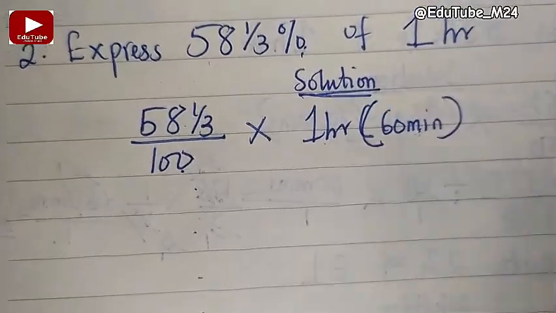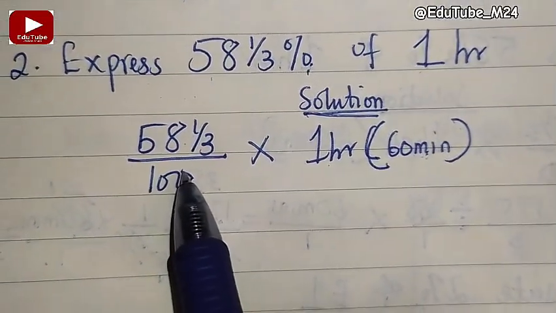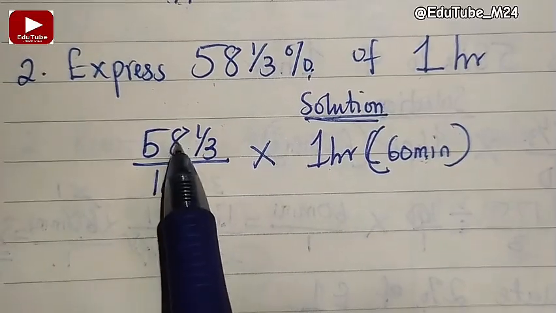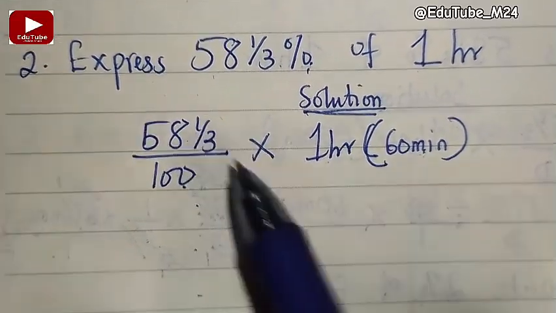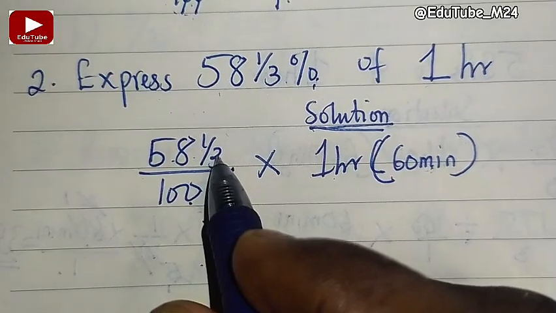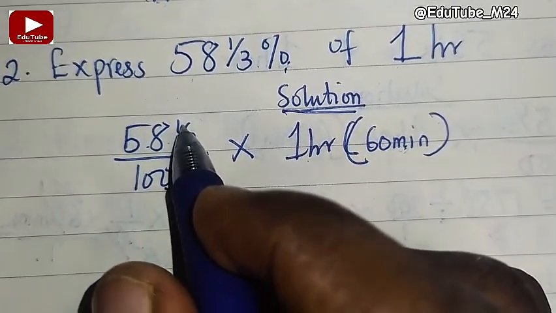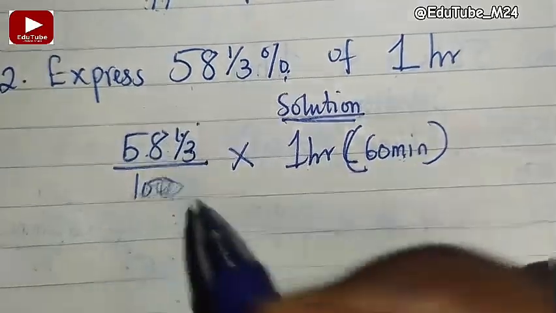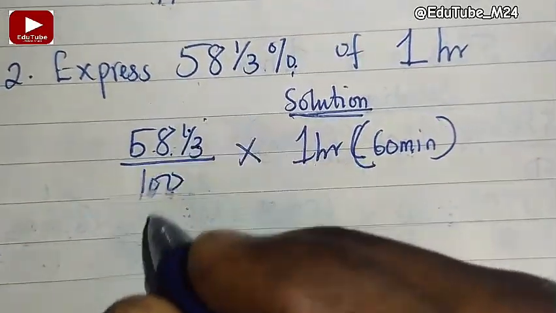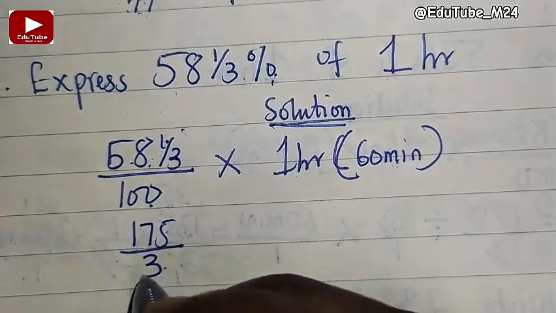Now this expression needs to be rewritten so that we have neat work. To rewrite this expression, we are going to express 58 1/3 as an improper fraction. So if we say 58 times 3, that will give us 174. 174 plus 1 will give us 175 out of 3. So expressing this as an improper fraction, we will have 175 out of 3.